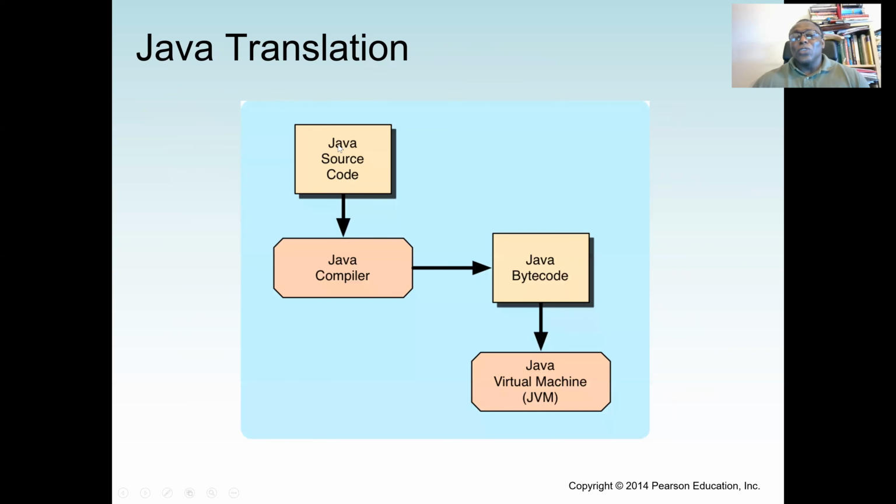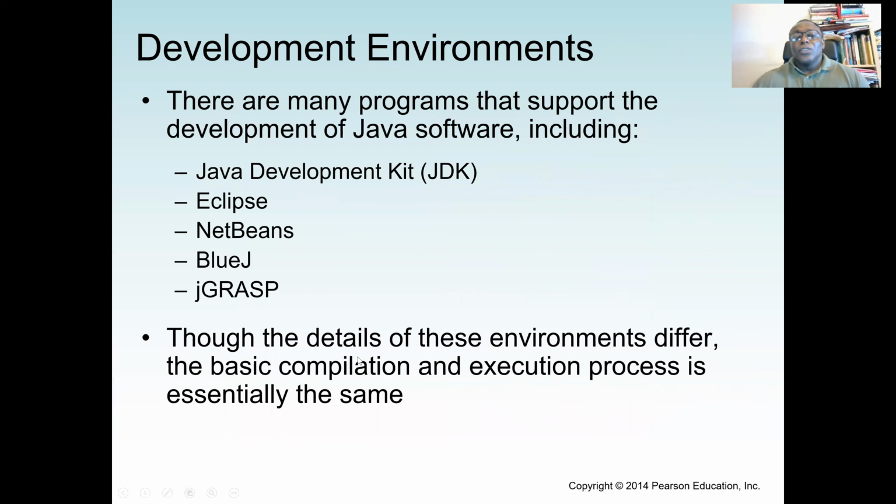So this is how it works. We have the Java source code. We use the Java compiler. We compile it. We get the Java bytecode. Java bytecode, we go to the Java Virtual Machine to execute it. So any computer architecture, any software that has a JVM in the computer system should be able to run Java.